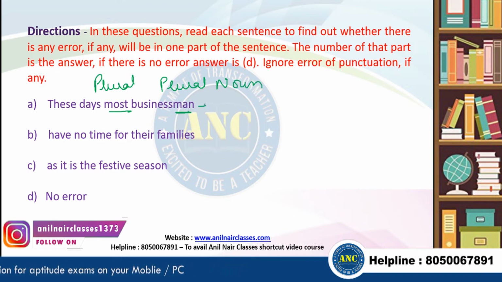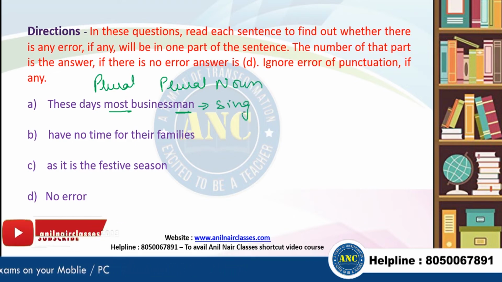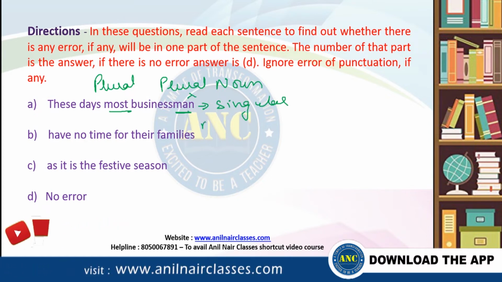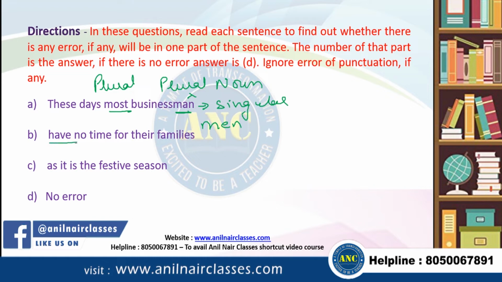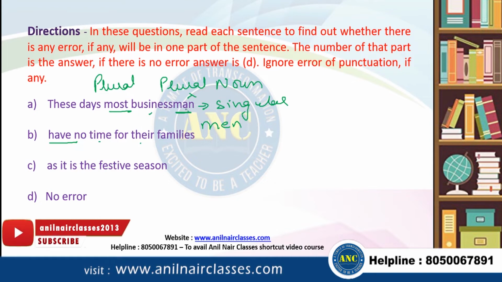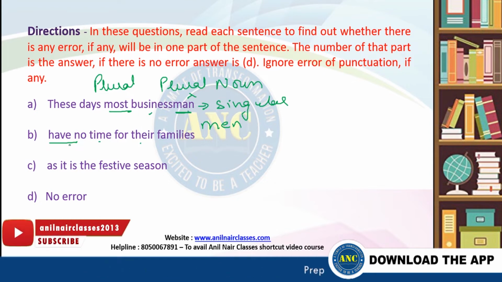Whereas this is men. It is singular. We don't need men over here. Men is wrong. We need M-E-N. Because have is also there. Who have no time? Businessmen. If you say businessman, this is the singular, right? So how can you have a singular subject and a plural verb?